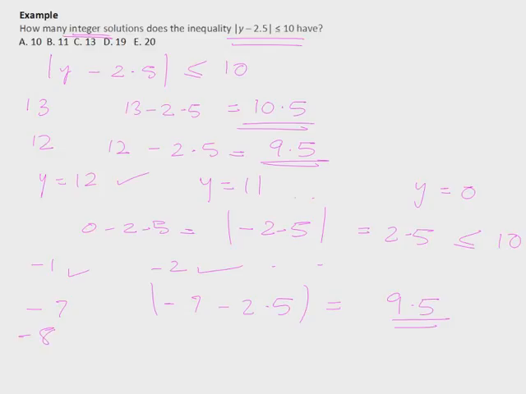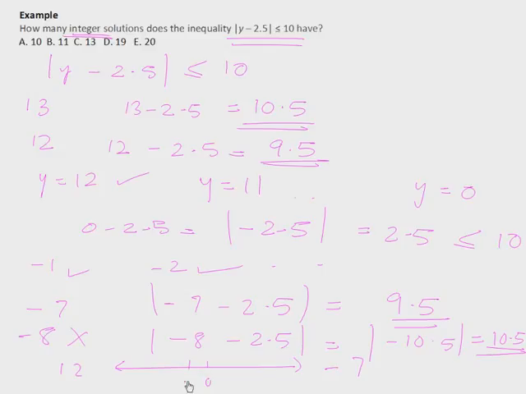But minus 8 won't work, because minus 8 minus 2.5 will give me the absolute value of minus 10.5, which is 10.5, which is too much, which is not less than or equal to 10. So minus 8 won't work. So you see the solutions are from 12 all the way to minus 7. All the integers between 12 and minus 7. How many are there? Let's count.